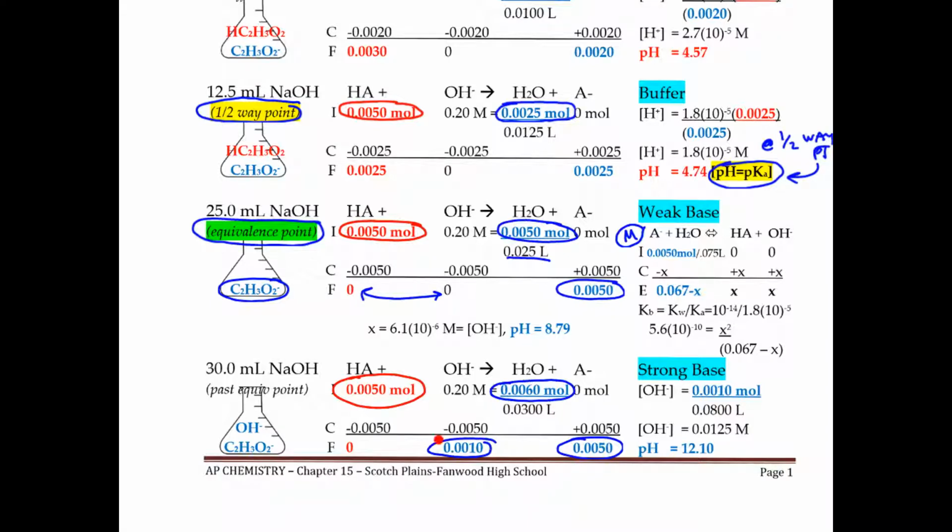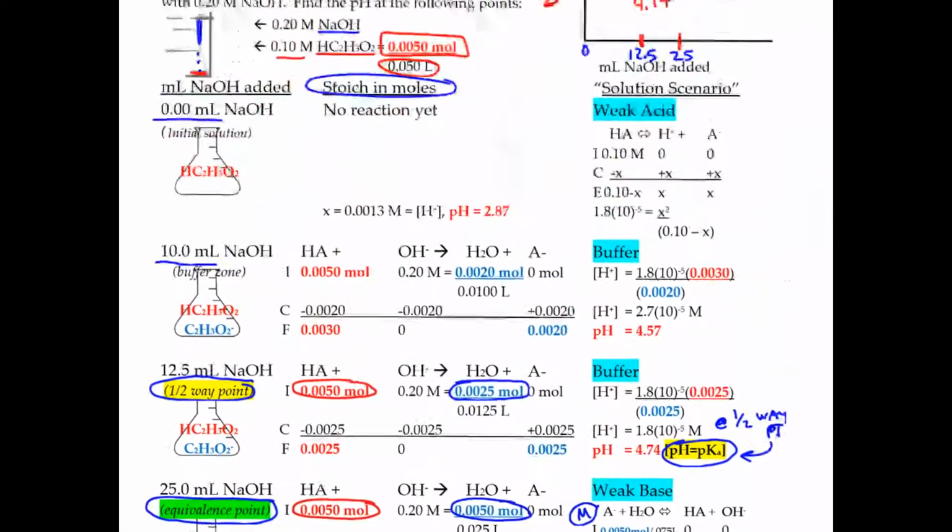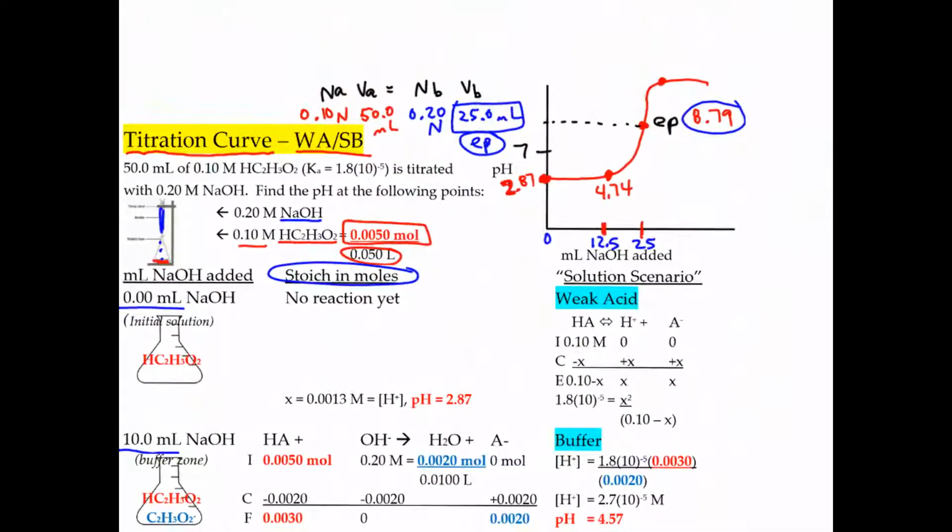So we do moles over liters. So here's the moles, 0.001 right there. The volume is the 30 milliliters plus the 50 original. So that's going to be 80. Divide those two, get the OH minus. And then negative log and 14 minus. We get a pH of 12.10, which of course is quite basic. And that happened at 5 milliliters past the equivalence point. So when you're at 30, and this is 5 past, this pH is going to be what we said before of 12.10. So let's fill that in there, 12.10.